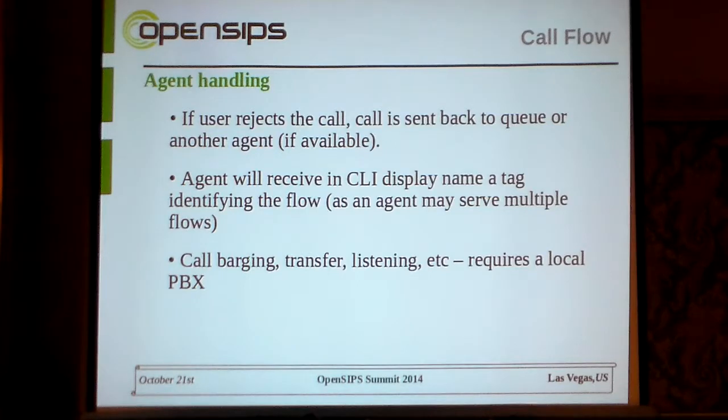When an agent is selected to handle the call, it's sent to the contact URL of the agent. Of course, we handle the case where the call is not actually picked up by the agent, putting the call back on the queue or sending it to a different agent. To help the agent identify which flow the call is coming through, we already mentioned the tag that is added in the display. And for all these kinds of features, you can locally install, let's say, a PBX to enhance the agent experience.